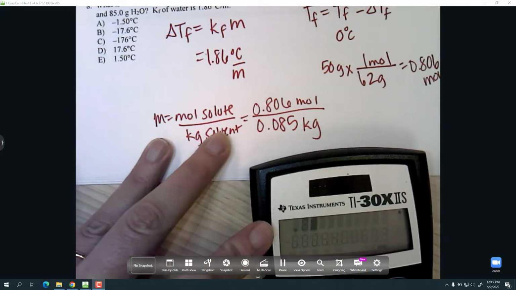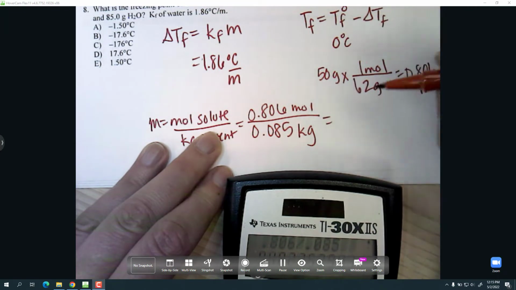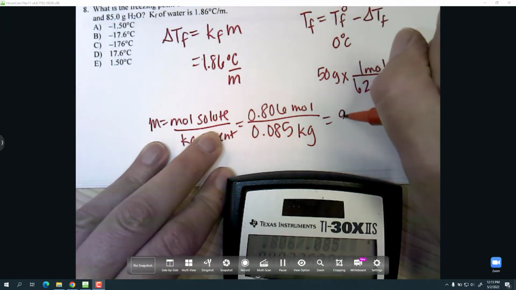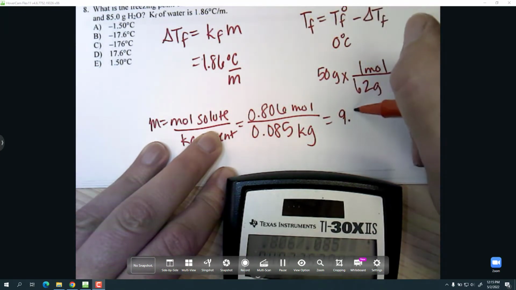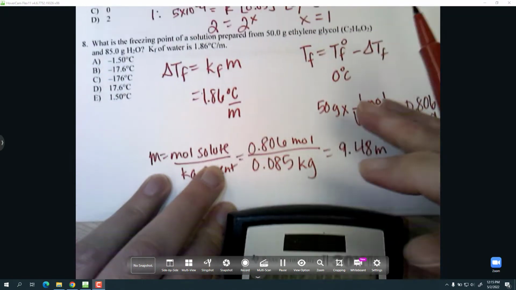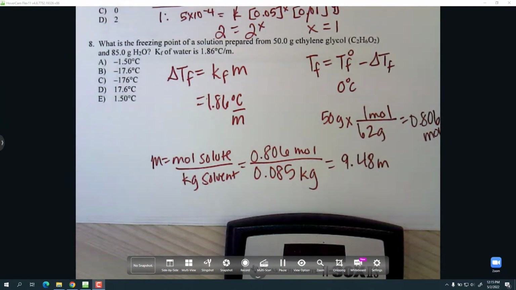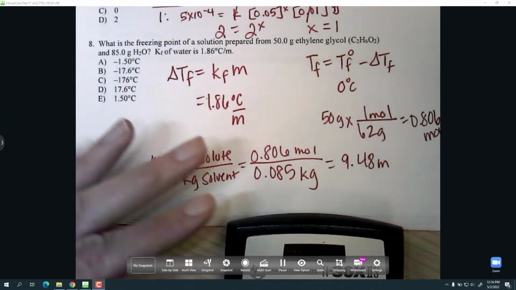All right, so divide. This is a pretty big molality compared to what we're used to, but when you look, there's almost as much ethylene glycol as there is water. It's not a 50-50 mix by mass, but it's not that far off either. So I'm not too surprised that it's big.